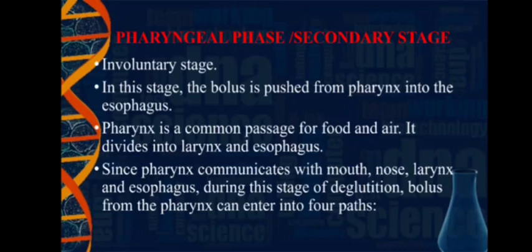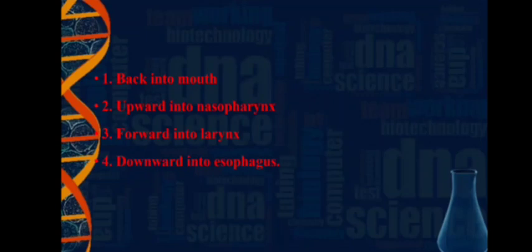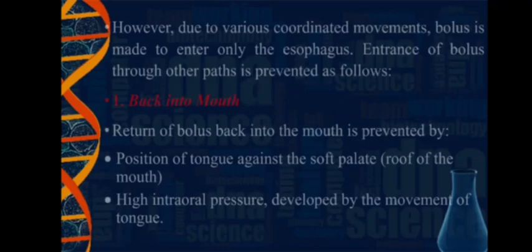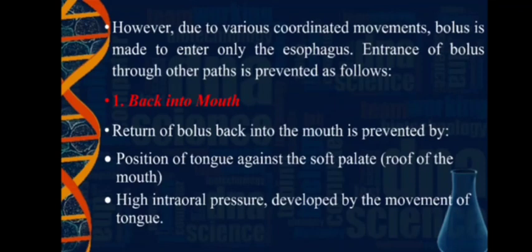Since the pharynx communicates with mouth, nose, larynx and esophagus, during this stage of deglutition the bolus from the pharynx can enter into mainly 4 parts: back into mouth, upward into nasopharynx, forward into larynx, and downward into esophagus. There are 4 possibilities for the food to move in. However, due to various coordinated movements, the bolus is made to enter only the esophagus. Entrance of bolus through other paths is prevented as follows.